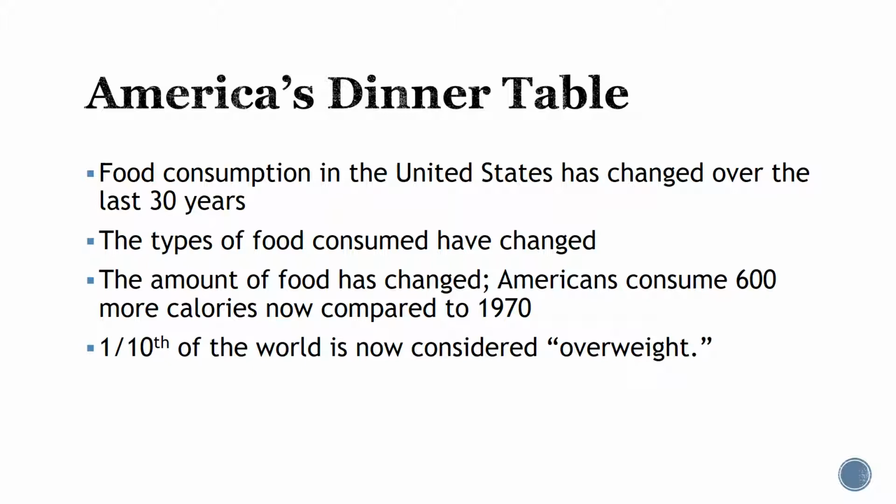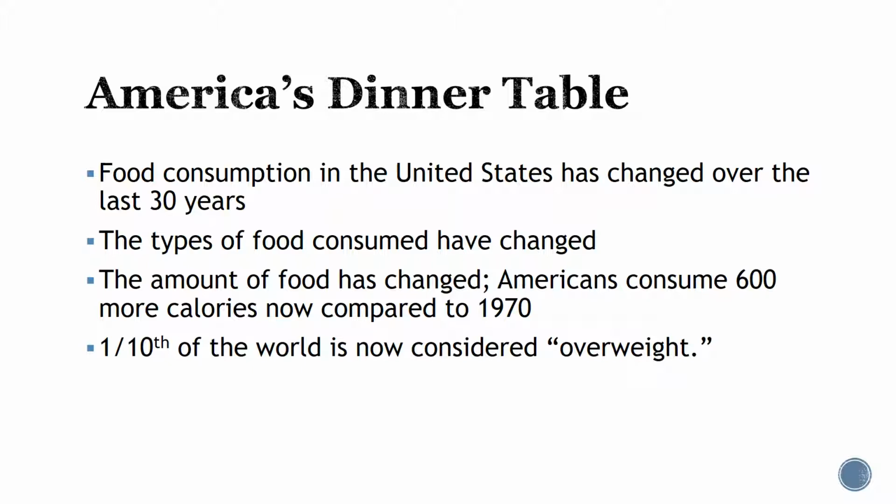Now let's look at America's dinner table. When you look at the United States as a whole, you can definitely see how food consumption has changed in the last 30 years. Even in the 1980s, we weren't eating as big portions as we do today. There's definitely a lot of difference between the food consumed in the 1980s and now, and how much Americans consume. We actually consume about 600 more calories now than we did in the 1970s to 1980s, which is crazy. A staggering statistic to me is that 1/10 of the world is now considered overweight, yet we have people that are still undernourished and malnourished. It's crazy to think how our dinner table has really changed.